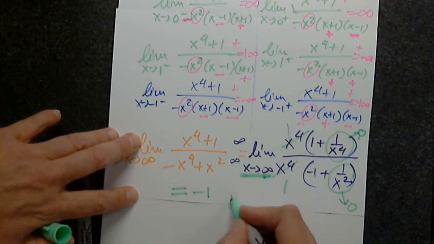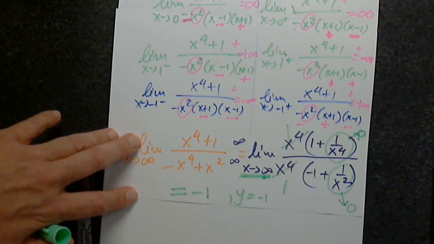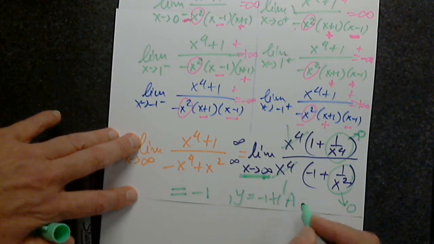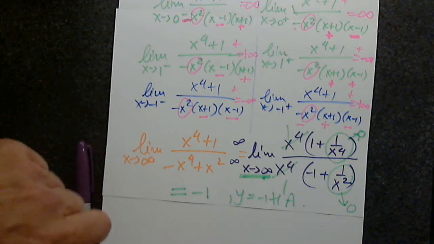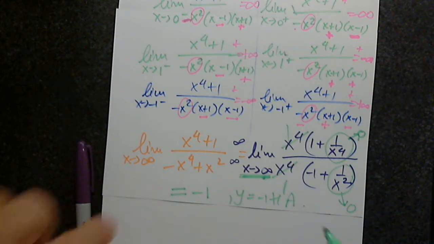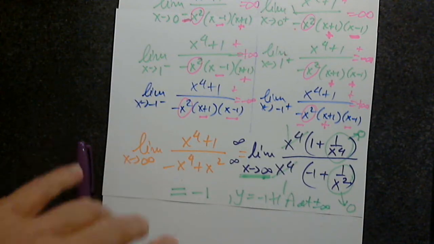Indeed. Which means y equals negative 1 is a horizontal asymptote at both. We did not use the fact that x approached infinity or negative infinity. Doesn't make any difference. A rational function, if it's a pure rational function, not radicals over whatever, cannot have more than one horizontal asymptote. So this is at plus and minus infinity.